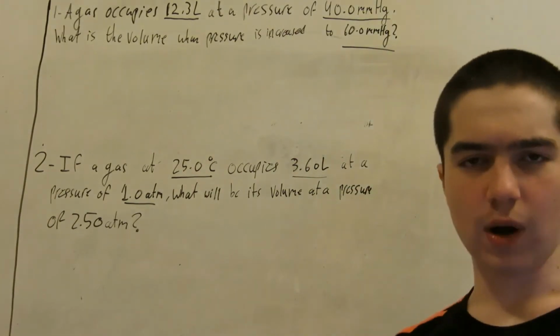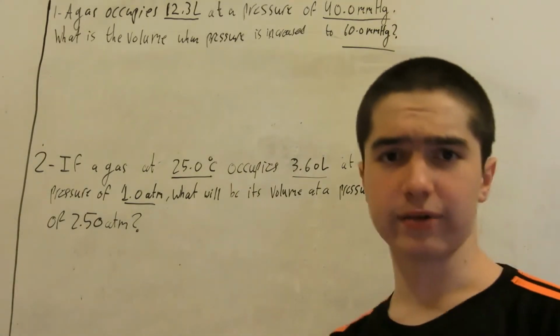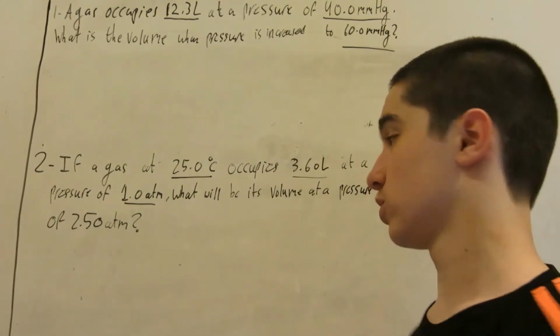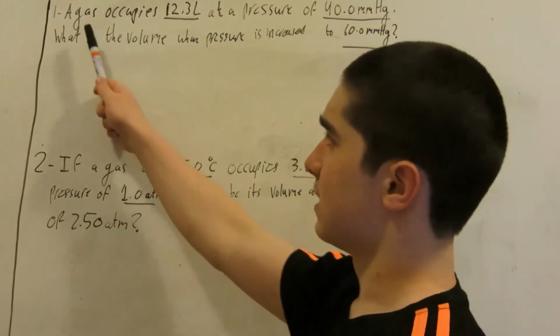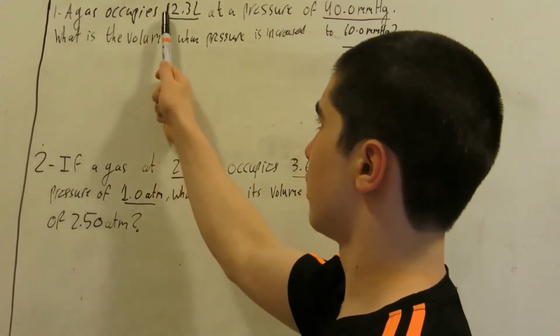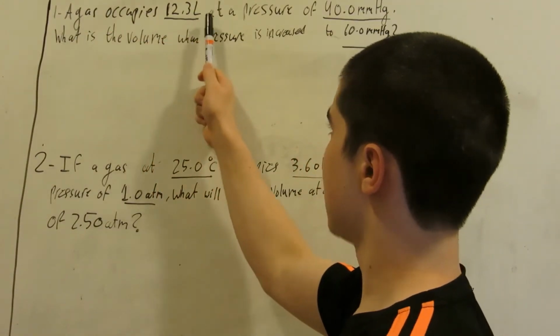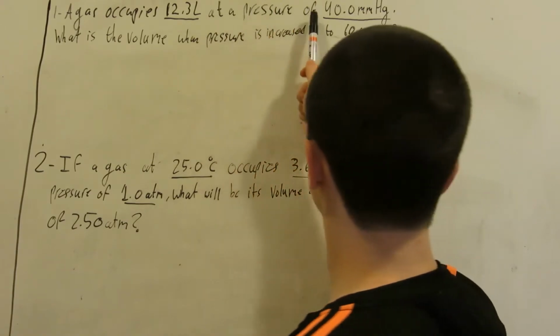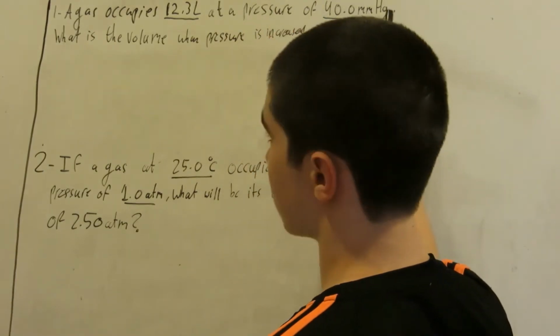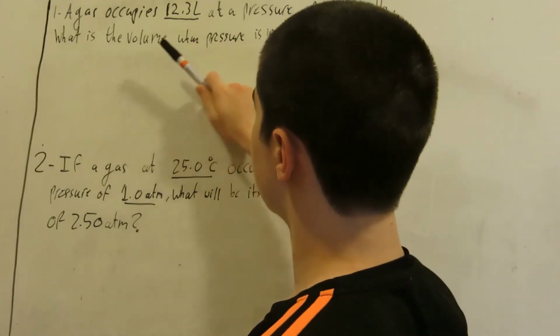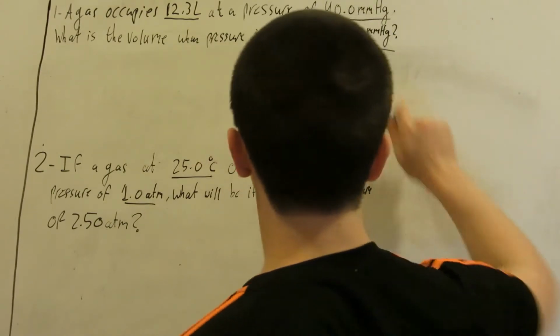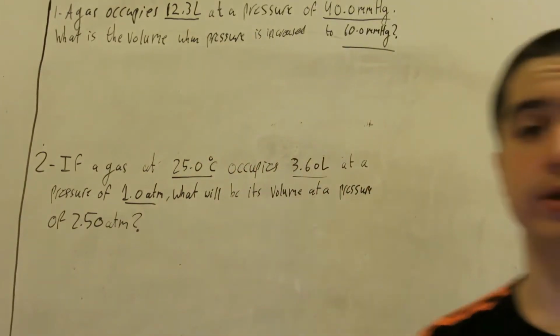Alright, so I want you to just get a piece of paper and write down the question again, and write each question and answer it. Again, a gas occupies 12.3 liters at a pressure of 40 millimeters of mercury. What is the volume when pressure is increased to 60 millimeters of mercury?